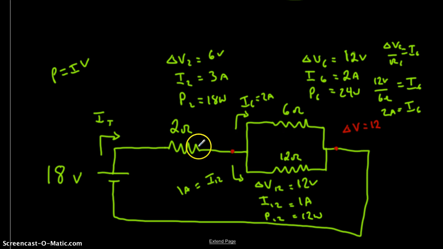If these were light bulbs and we wanted to ask which one is going to be brightest, what we do is we take a look at the wattage. We see that the one with the greatest wattage is this 6 ohm resistor right here. So being that it's dissipating 24 watts of power, this would be the brightest of our light bulbs. That's how you collapse a circuit and re-expand it to do the analysis.